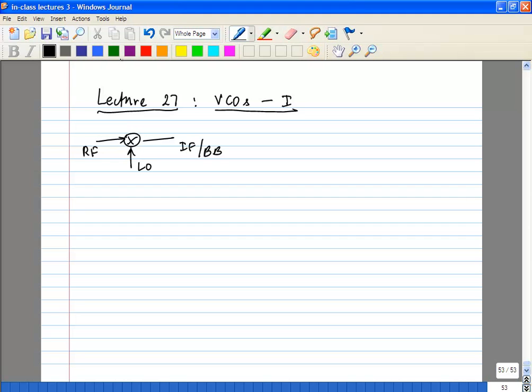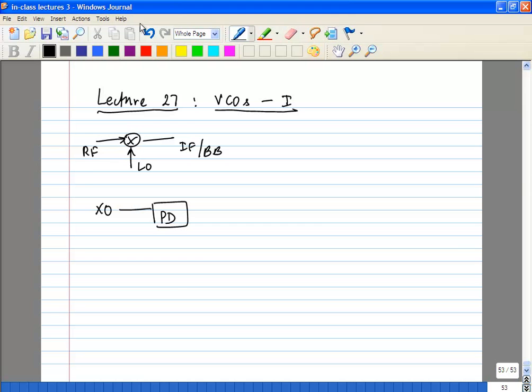So we looked at mixers where you need the LO signal, and the LO signal is actually generated from a voltage control oscillator which is locked through a phase lock loop. So that will look something like this. So you have a good reference which is a crystal oscillator.